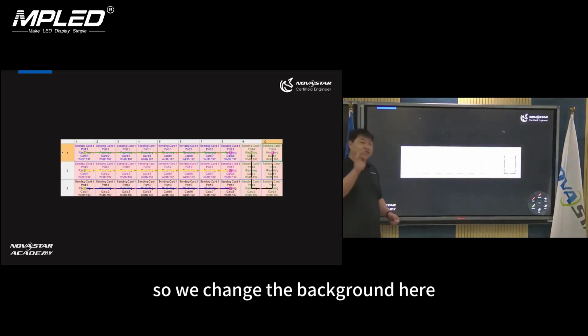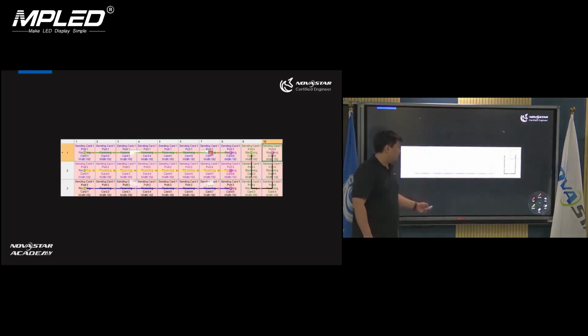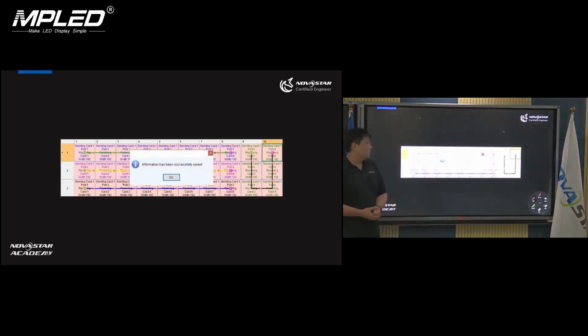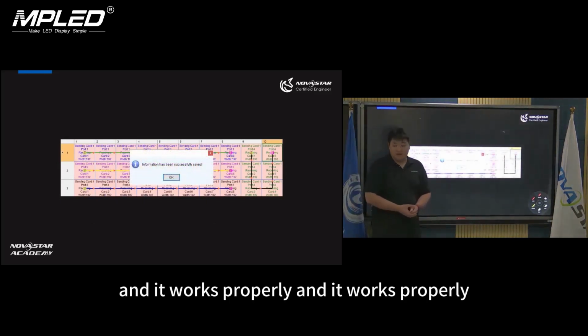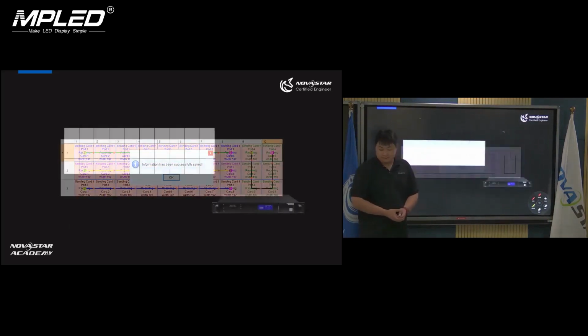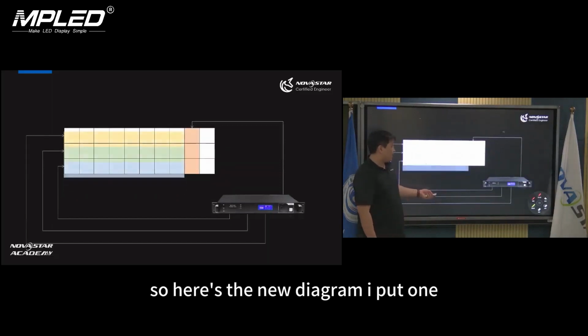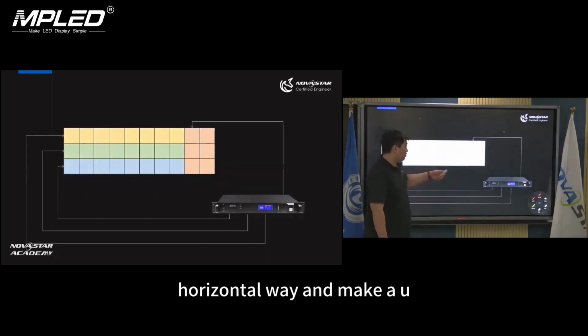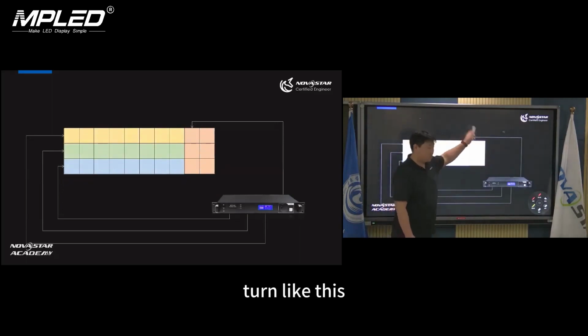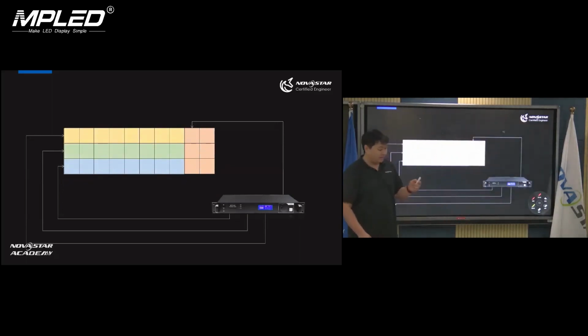So we change the diagram here, and it works properly. So here's a new diagram, right? Put one horizontal way, and make a U-turn like this. And it's working.